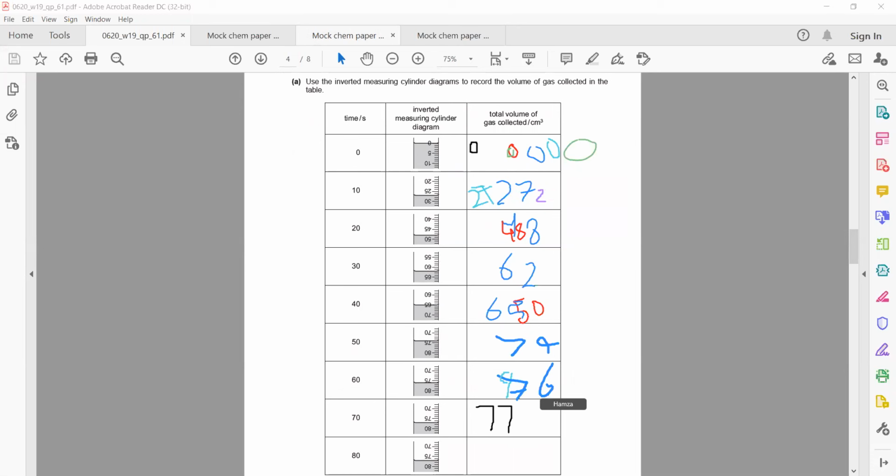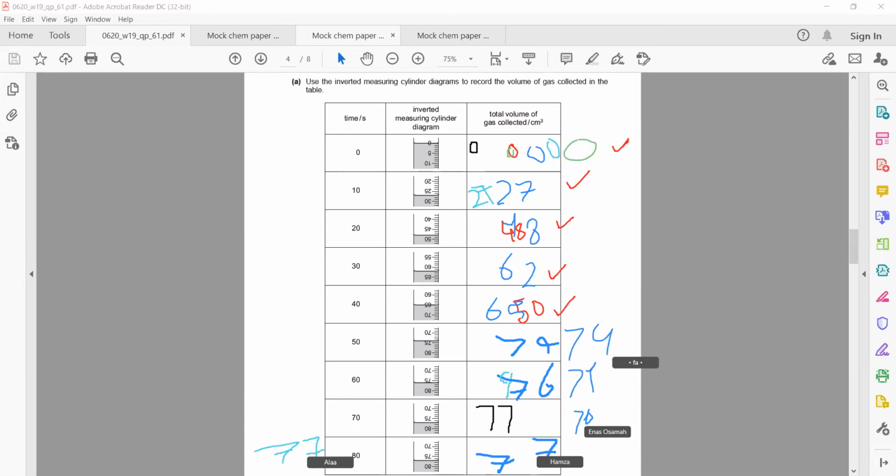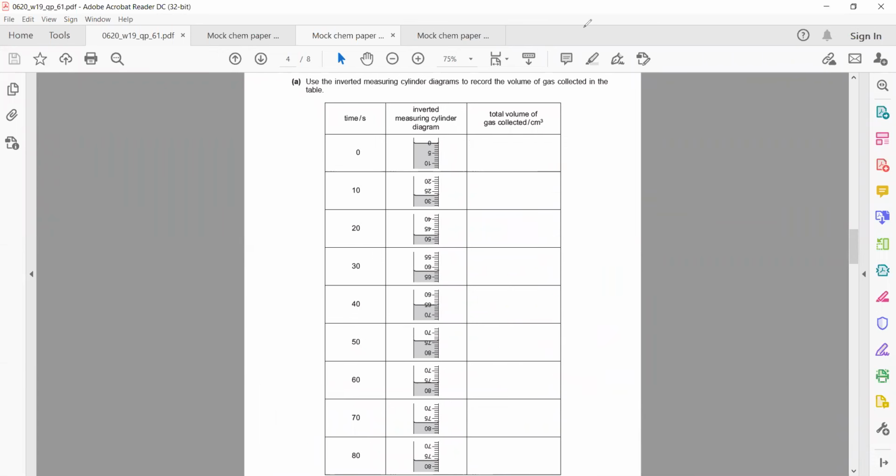So the volumes are 0, 27, 48, 62, 65, 74, 76, and 77. So these are the volumes of gas which are collected, carbon dioxide basically.